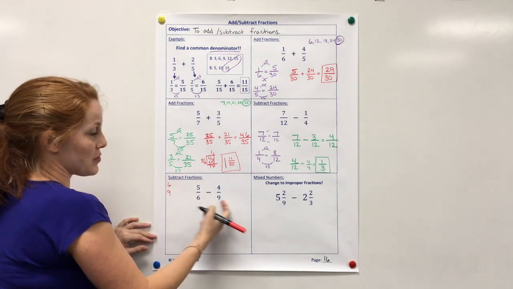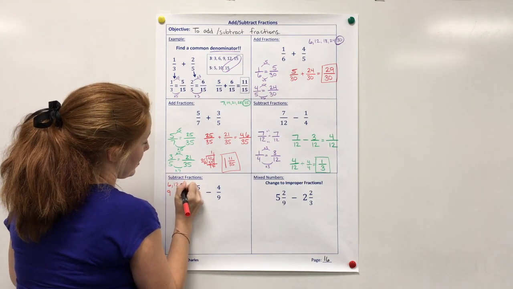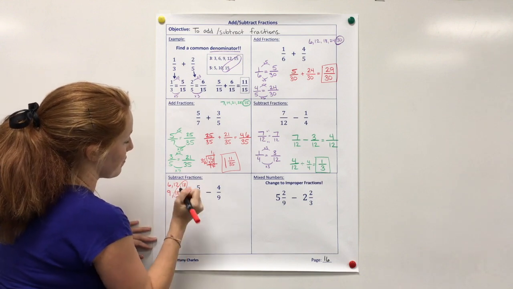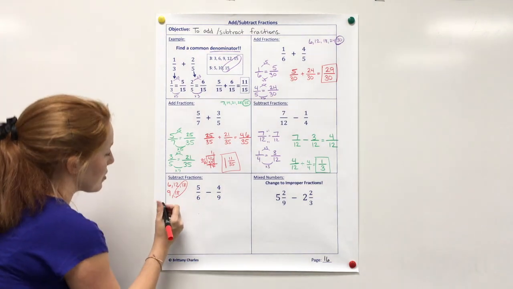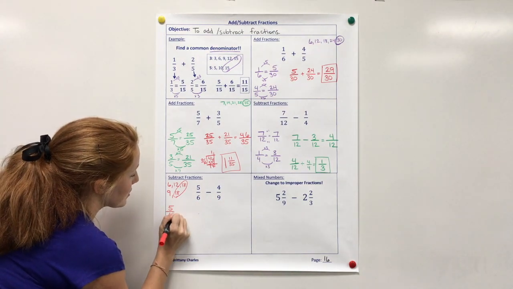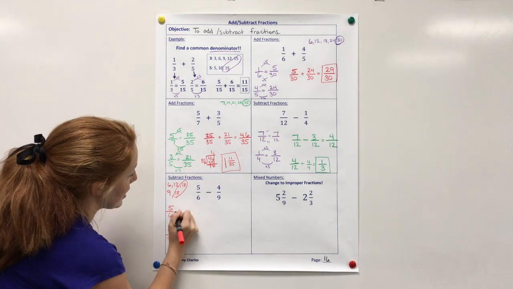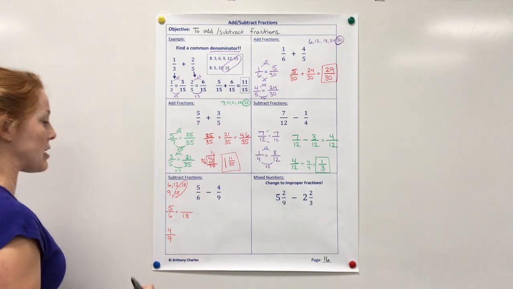I can list multiples of 6 and 9 to find a common denominator. So 6, 12, 18, and this would be 9, 18. So there you go, I already found it, 18. So I'm going to write both of my fractions here, 5/6 and 4/9. And I'm going to rename the fractions so that they're now divided into 18 pieces.